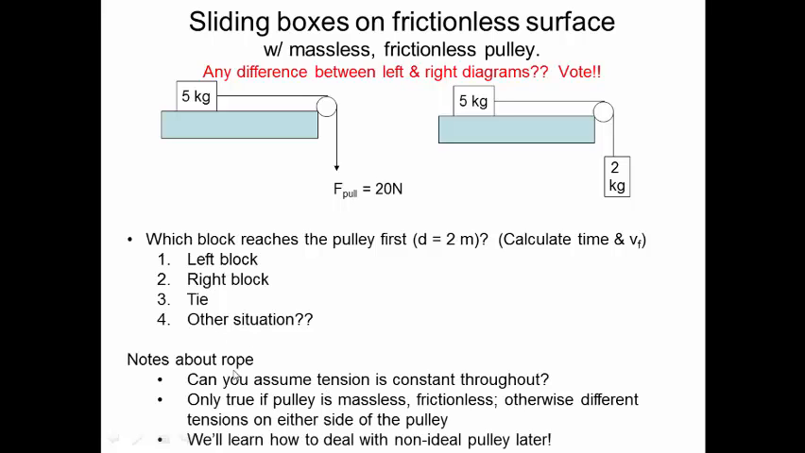Alright. A couple things to think about as you do this: first of all, can you assume the tension in the rope is constant throughout? And of course, that's the whole purpose of having this massless, frictionless pulley. If we have no friction in this pulley, then the tension will be constant. It turns out we also need it to be massless, and I'll talk about what the massless versus massive pulley means to you in class.